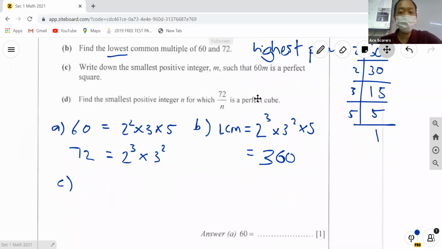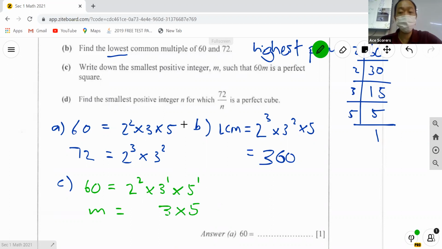So for 60m to be a perfect square, the powers have to be even numbers. But right now our 60 is not. What do I mean by not even? See, this 2 squared is an even power, so it's fine. This is 3 to the power 1, so it's not even, so cannot. And this is 5 to the power 1, also not even, so cannot. So our m is actually 3 times 5.